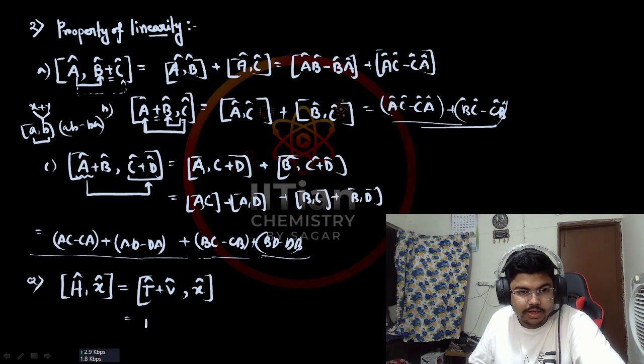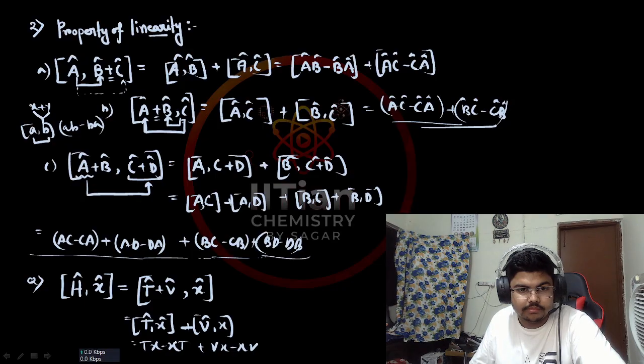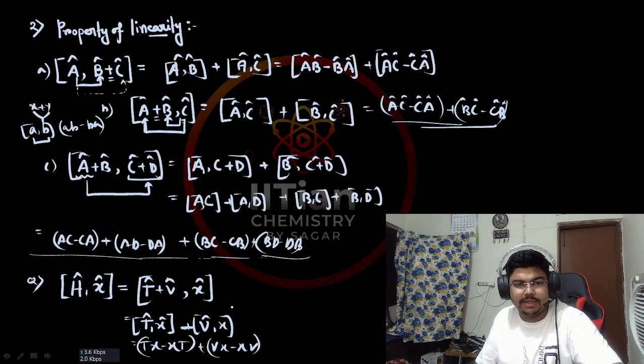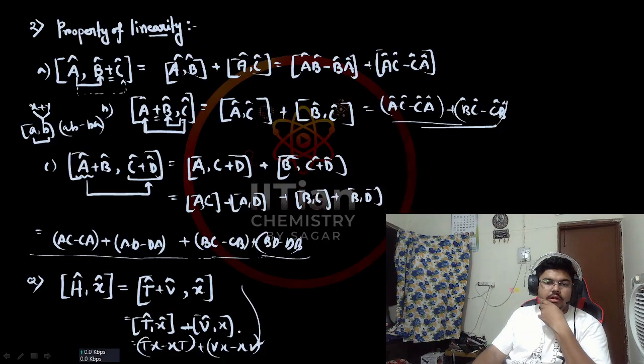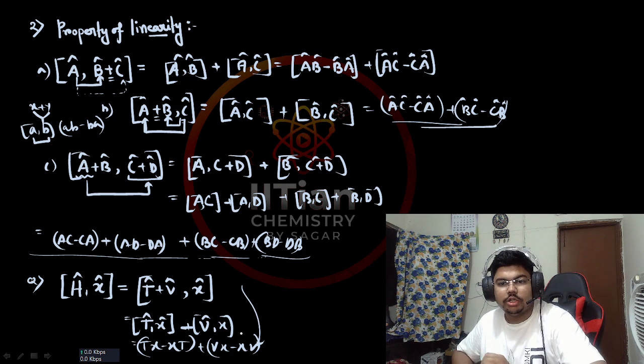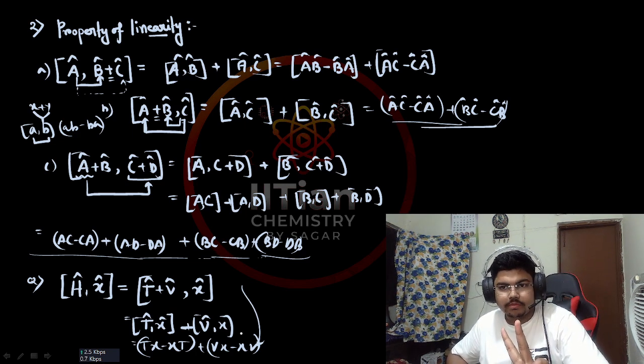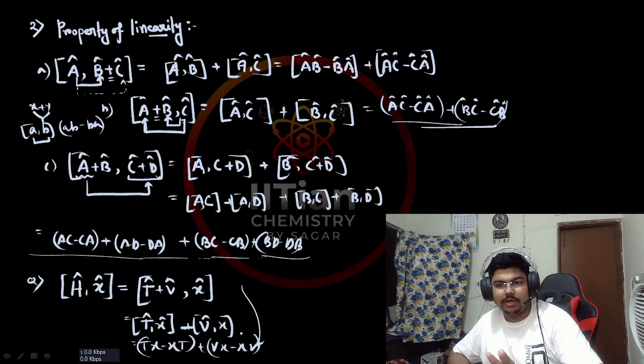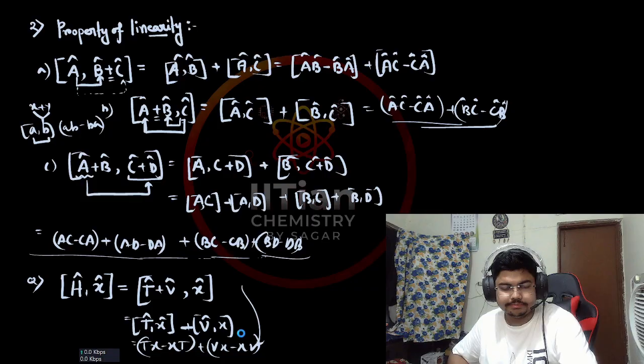So how will you write this? T, x plus V, x, right? So T, x means xT minus Tx, plus V, x means xV minus Vx, right? So this mathematical approach is quite different from the conventional mathematics we do. Okay. So we have understood two properties of the commutator, right? One is the asymmetric nature, second is linearity.